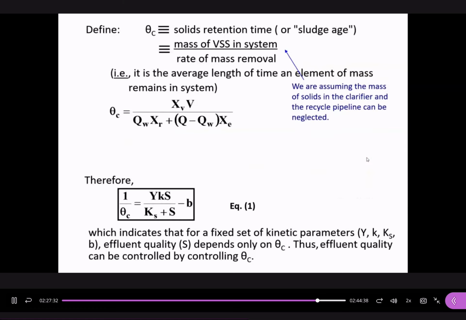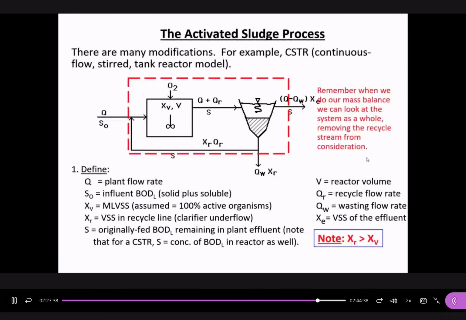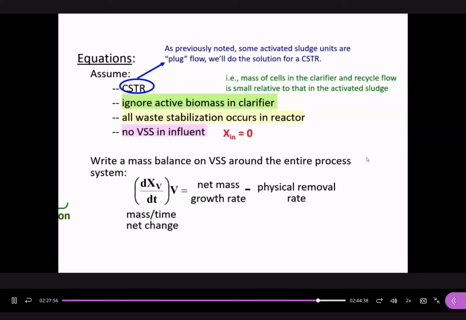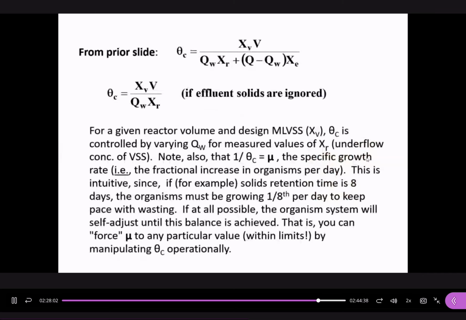The waste flow stream, this one. So we change QW, we change theta C, and we change S. All this is based on process modeling. So we learn how the process is operated, how each parameter is connected with each other, and how we can control parameters to realize the control of the entire process. And if you change theta C, you change mu. As we said, 1 over theta C is mu, so the microorganisms self-adapt. That is the amazing part of wastewater treatment.